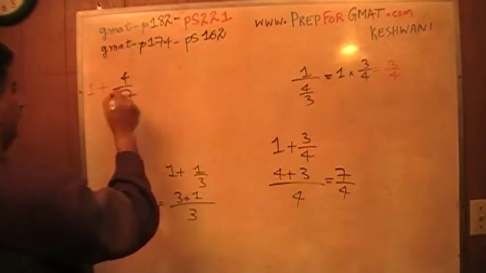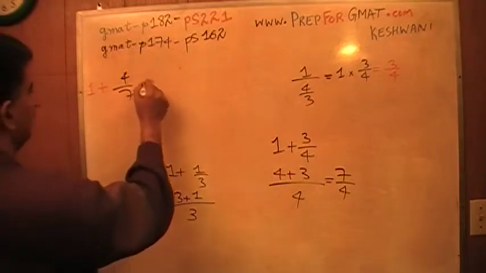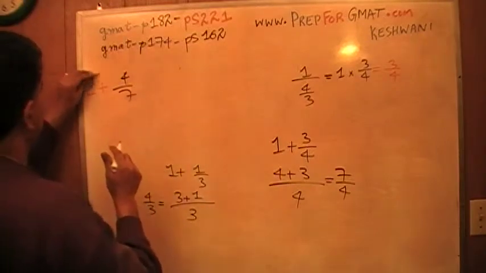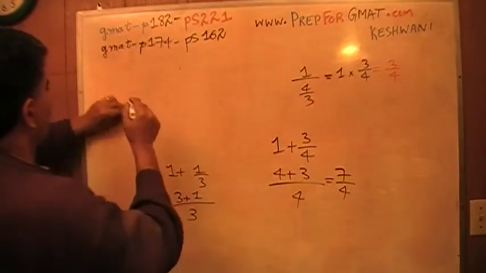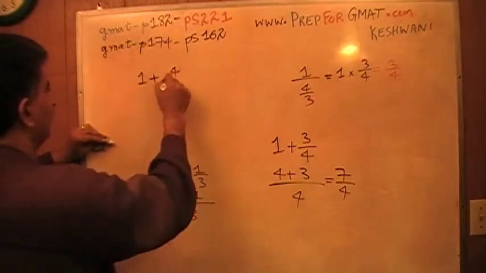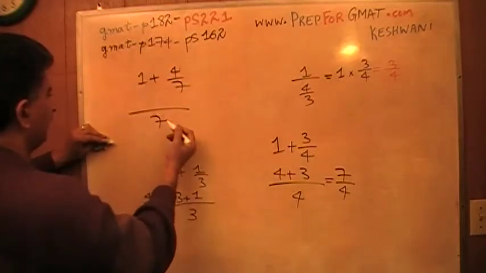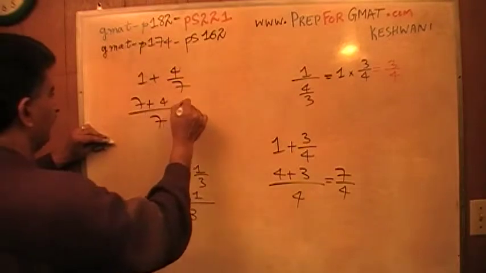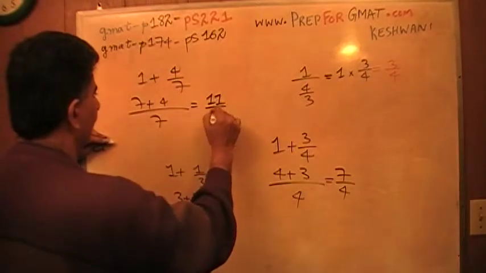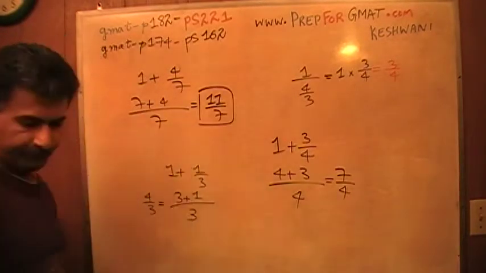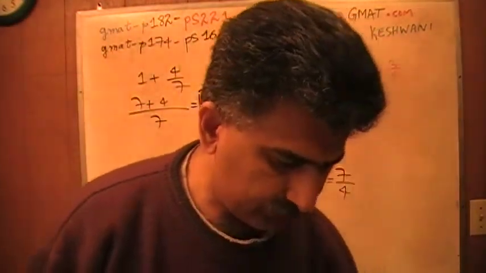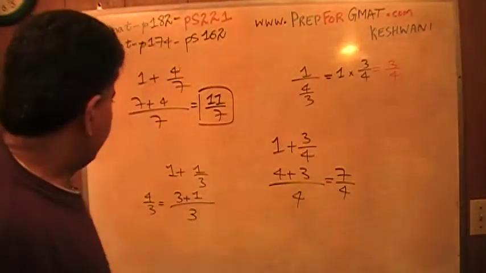4 over 7. And then you have to figure out this part, the common denominator. Let me write 1 plus 4 over 7. 1 plus 4 over 7. Common denominator is 7. So that's 7 plus 4. Looks like the answer is 11 over 7. Let's see if that works out to be. That is the answer.